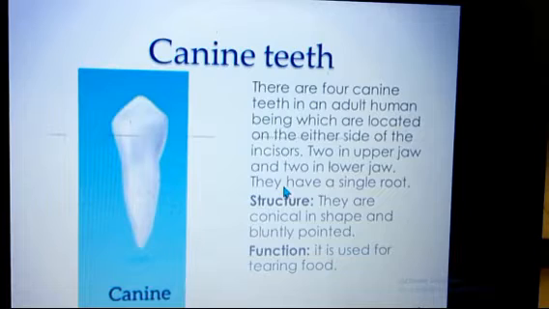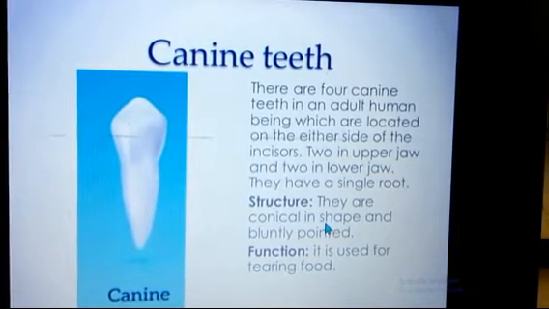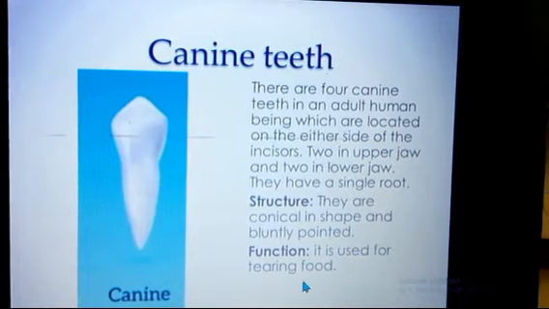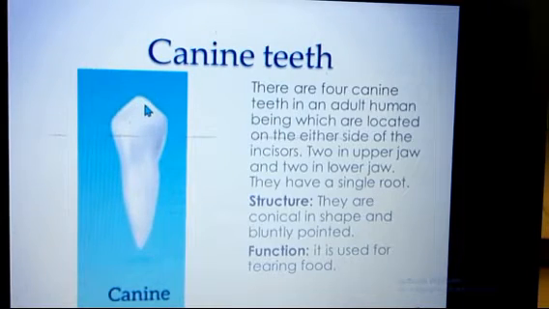They also have a single root. The structure is such that they are conical in shape and bluntly pointed. Its function is used for tearing of flesh. So look at the conical and blunted point of the teeth. So this portion coming beneath becomes the root, and this portion becomes the crown.